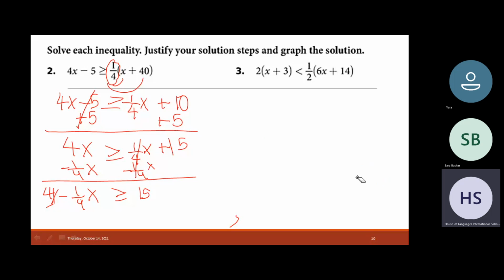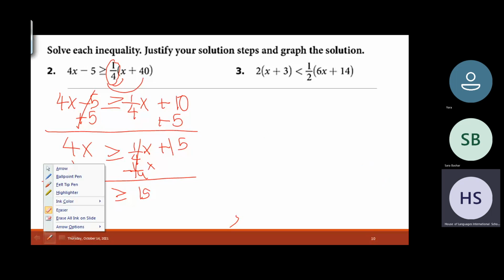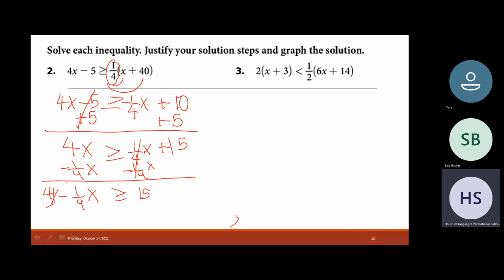To subtract, because it's minus. Now here, what's the answer? That was 15 over 4 times x greater than or equal to 15. Now next. Yes, I just subtracted 4 minus 1 over 4, and I get 15 over 4.